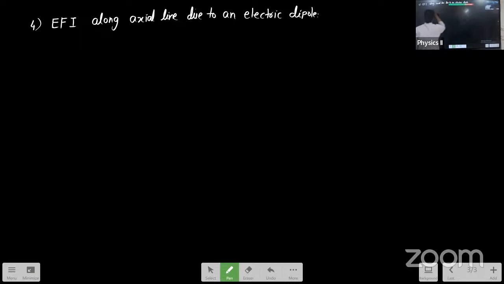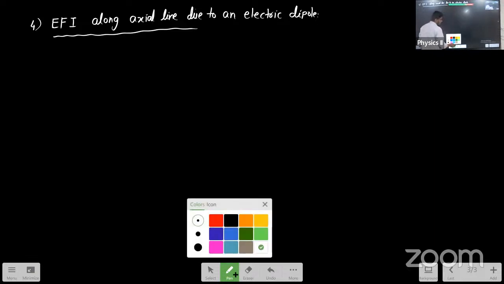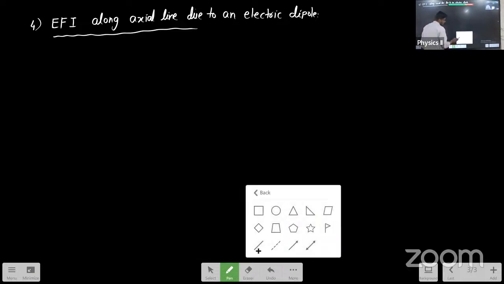Carefully listen to this answer and note down the things. While deriving this equation or expression, you are supposed to draw the diagram. For drawing this diagram, you will be getting the marks. So first of all, let us consider an electric dipole.